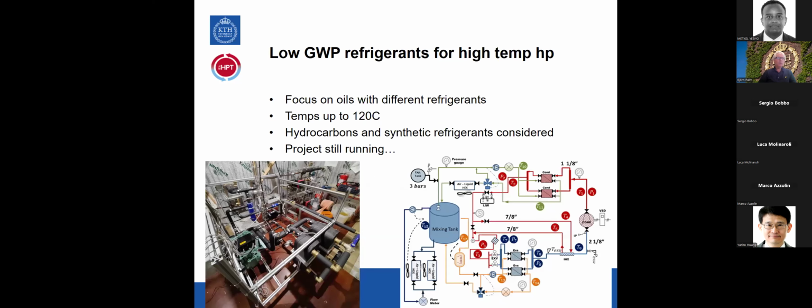Next we have a project ongoing on high temperature heat pumps. The focus right now is on oils, which oils to use with different types of refrigerants. We have the rig, which you can see down to the left. It's built to be able to run at different capacities and with different refrigerants. We are targeting temperatures up to 120 degrees, as it looks like now, both hydrocarbons and synthetics. So this is a project which is still running.